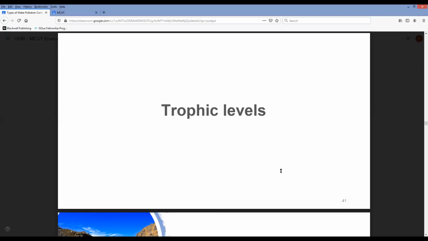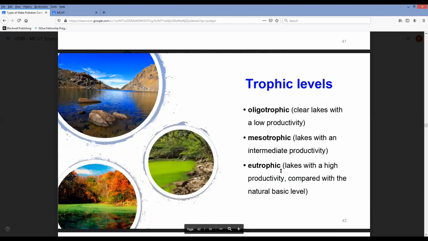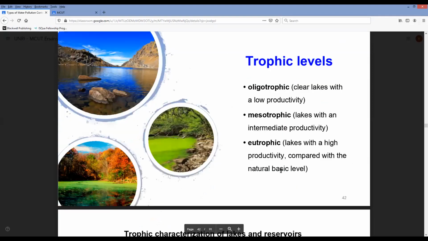And then here comes the trophic level. Okay, next. Thank you. And then in the trophic level, there are three types. The first type is called oligotrophic. Oligotrophic is a clear lake with low productivity, like the upper side of the left image. As you can see, the water is very clean.